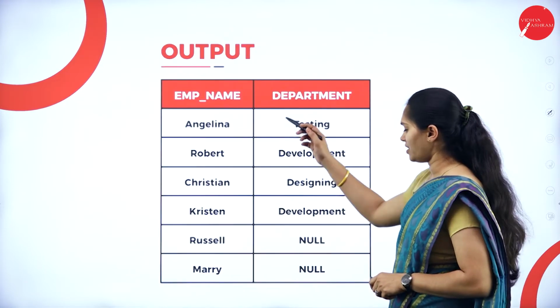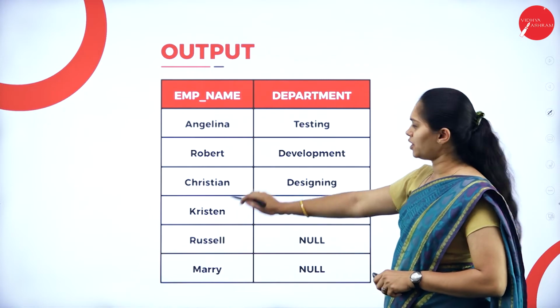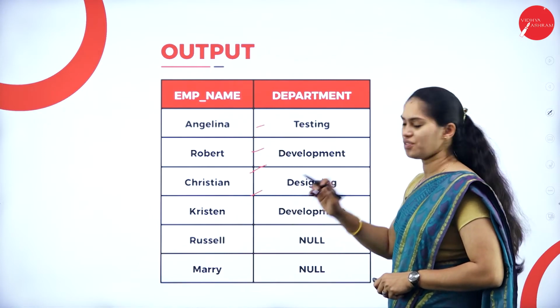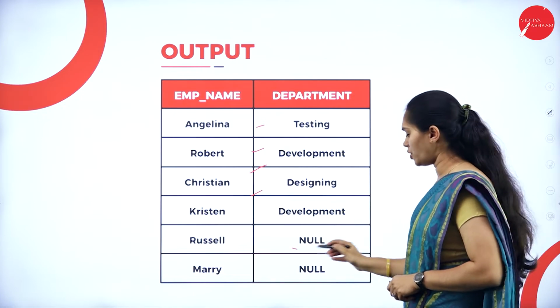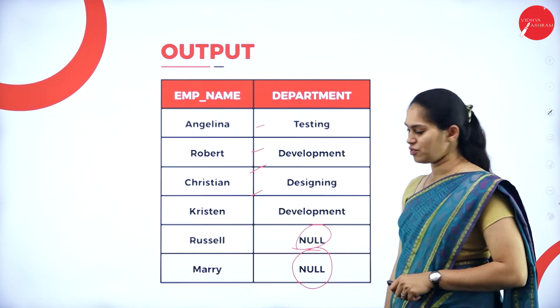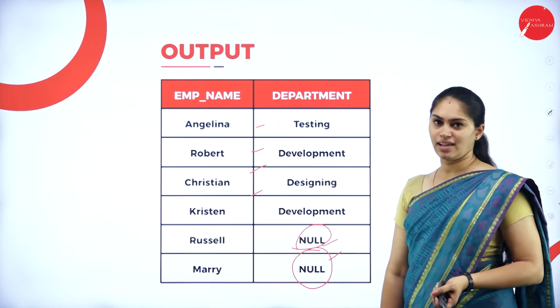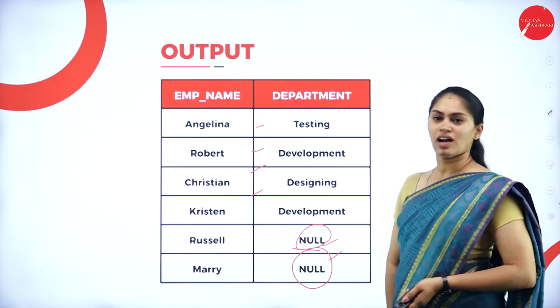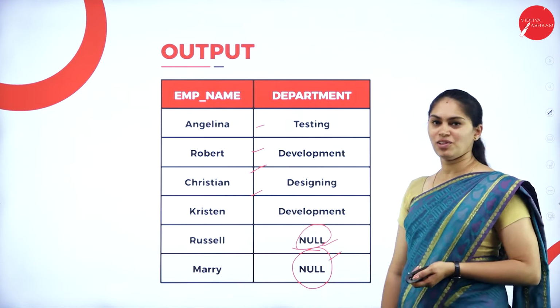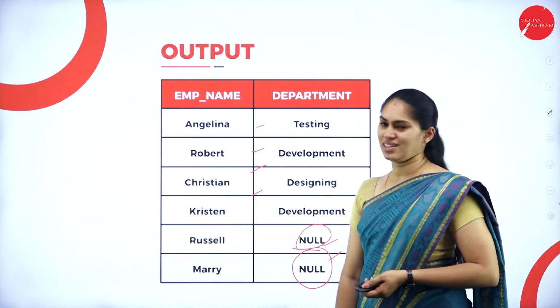So here you can see that we have all the values, the 4 matching values are the first 4 rows, and we don't find a matching value for Russell and Mary. So it will be written as null. This is what the outer join output is all about. I hope you all understood all the types of join that we have in SQL.